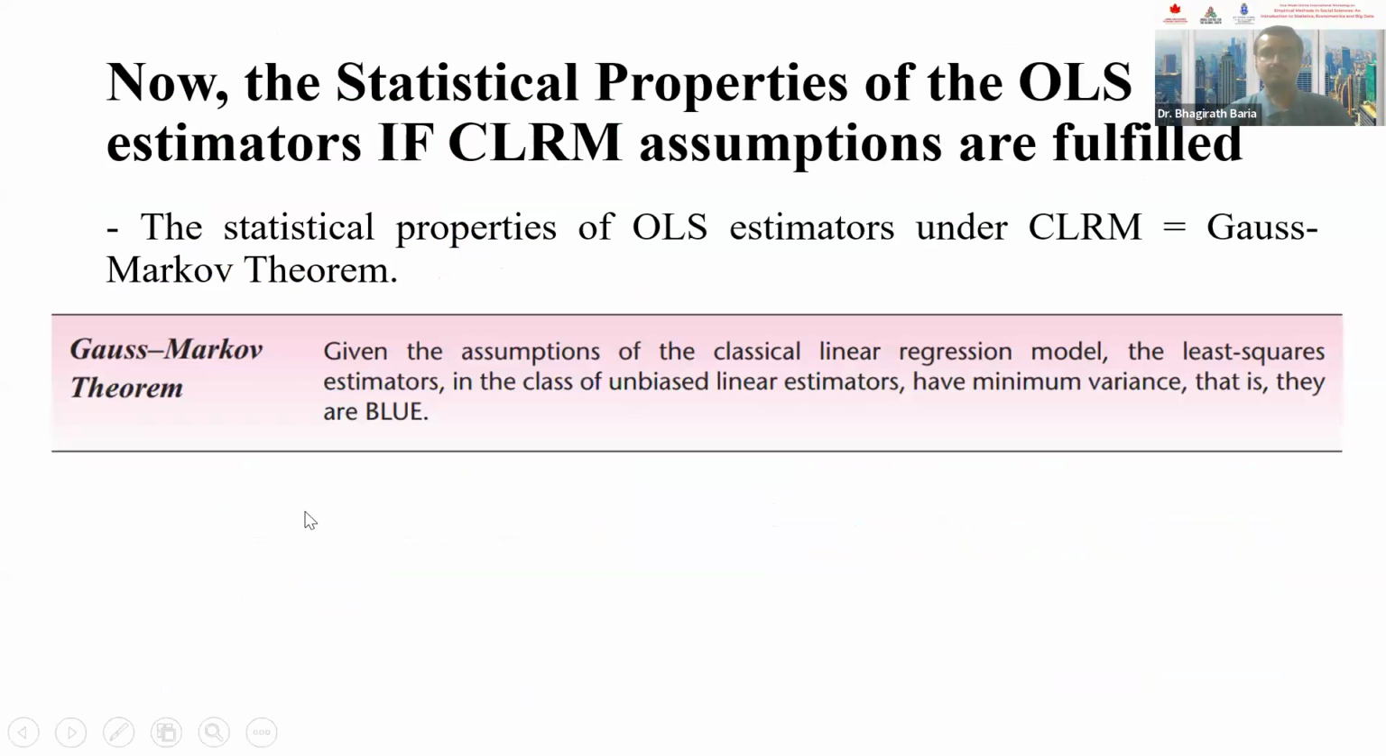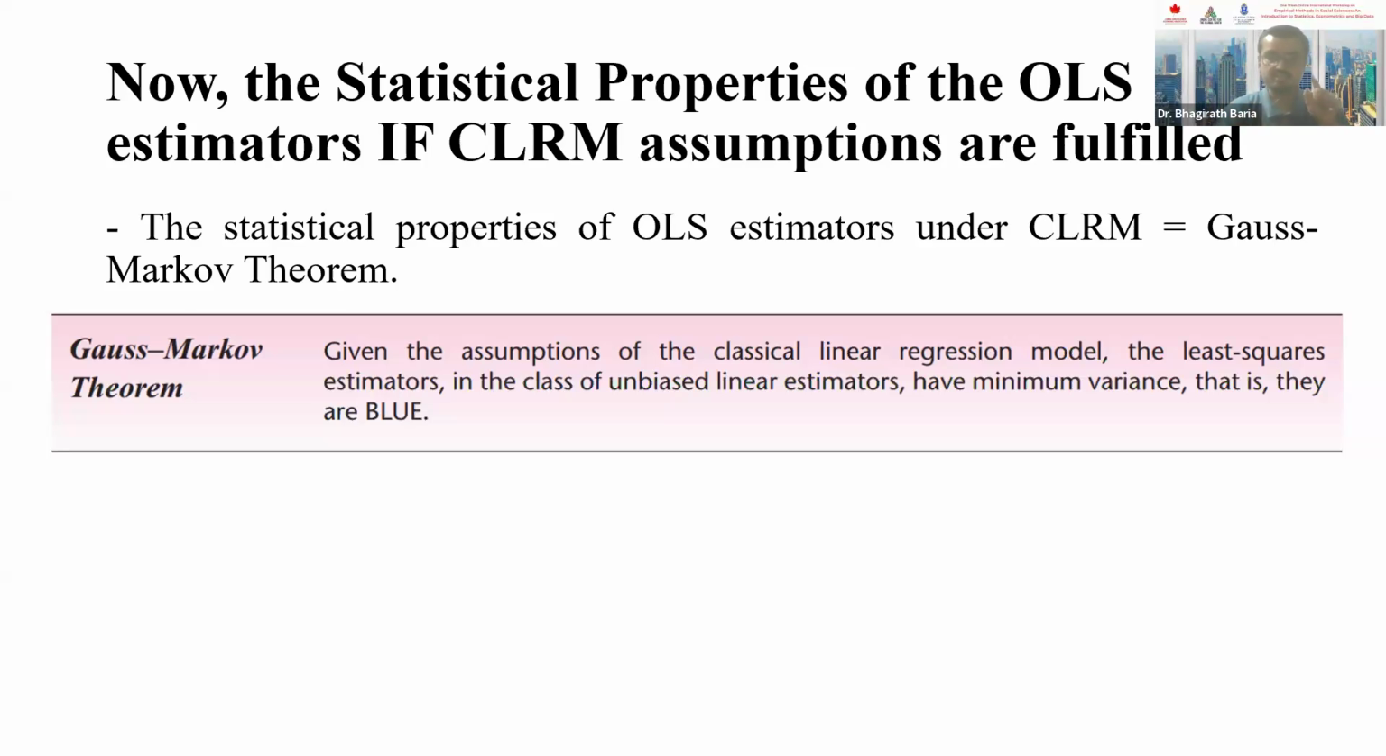So finally, what is the CLRM statement? It's known as the Gauss-Markov theorem. In the Gauss-Markov theorem, the least squares estimators are the best linear unbiased estimators. Among all the unbiased linear estimators, they have the minimum variance. So in other words, they are BLUE.